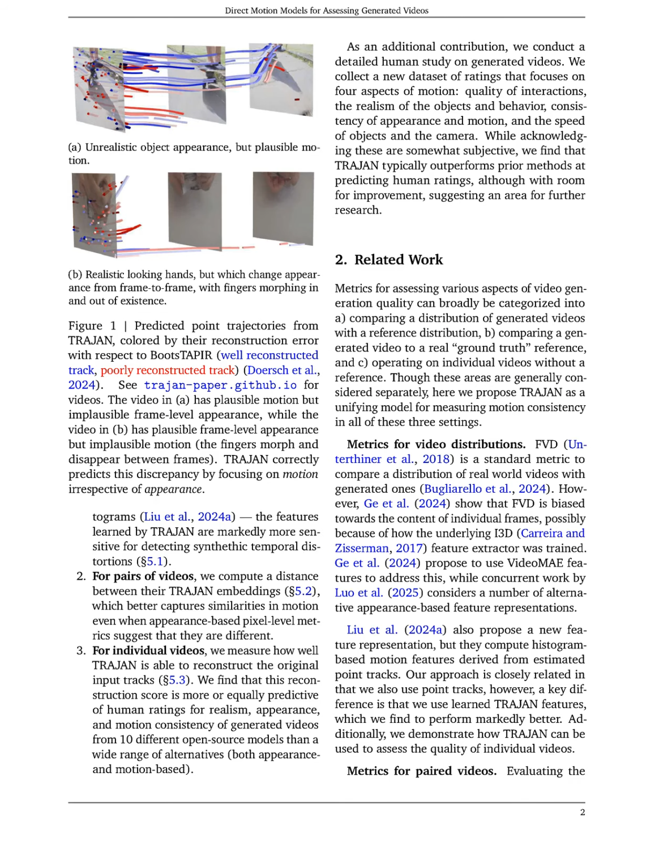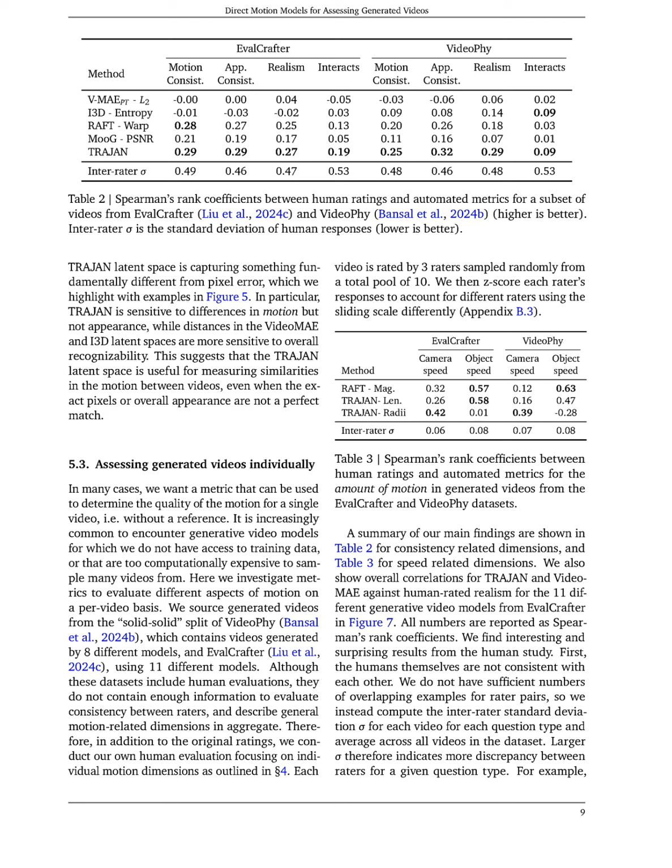Trajan is validated through a comprehensive experimental design that includes comparisons across 3 scenarios: distribution-level comparisons, real versus generated video pairs, and per-video quality assessments. The datasets utilized for these evaluations include the UCF101 dataset for empirical video distributions and the EvalCrafter and VideoPhy datasets for human ratings and physical consistency assessments, respectively.